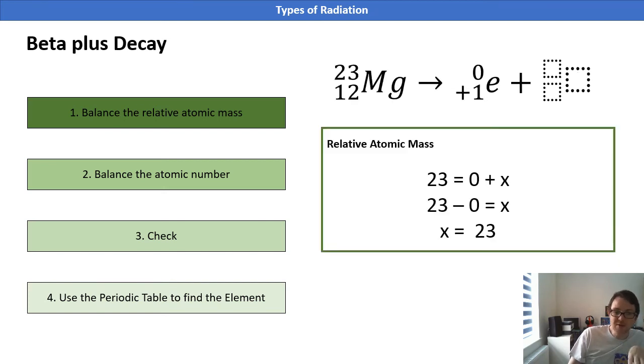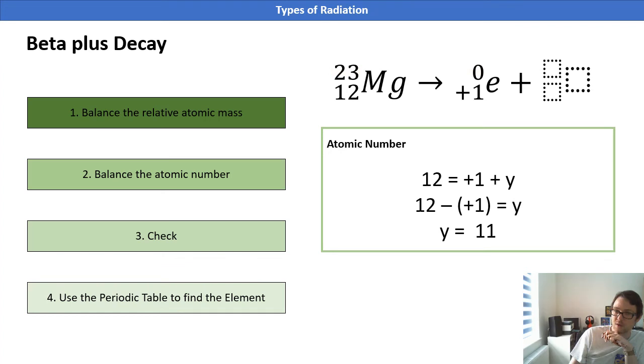Okay, beta plus, let's just do this decay. This is a totally different one. We don't often find beta plus. In fact, we don't find it in nature. It has to be man-made, but it's exactly the same process to work out the number that's missing. So we've got 23 as our relative atomic mass for our magnesium. We're going to add 0, so we'll be left with 23. Atomic number, looking at the bottom number now, we've got 12 because that's what makes it magnesium. This time we're plus 1, so we're going to be left with 11.